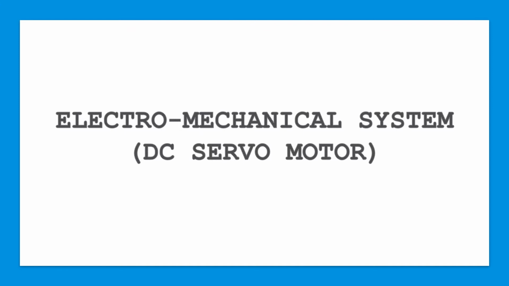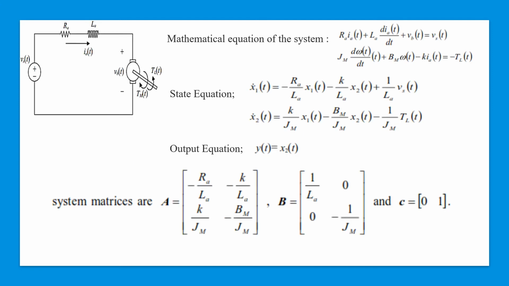In the DC servo motor, basically we can control it in two ways. One is armature voltage control and another is field current control. So this is the basic circuit diagram of a DC servo motor, where V is the source, RA is the armature resistance, LA is the inductance of the armature winding, and in the motor there will be torque T.